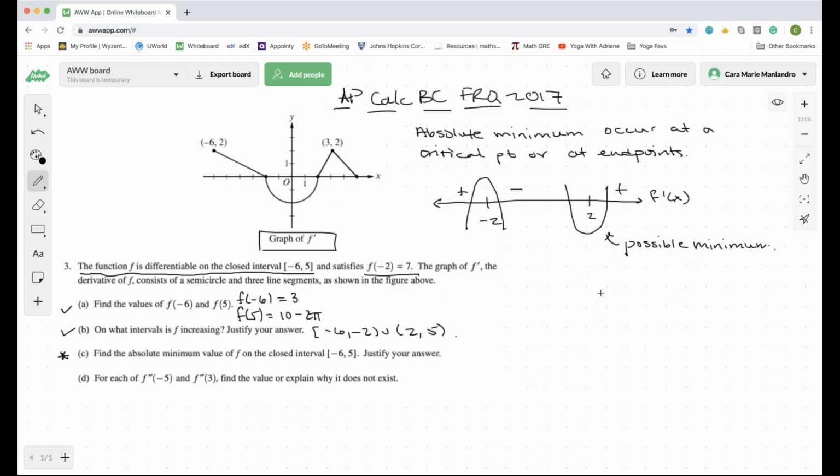Okay, so if I looked at a table here, I would have x, f of x. All right, so I check my endpoint. So -6, we happen to know that the value is 3. All right, and then we know that at -2, it is 7. That would be a max. And then 2 and 5. All right, so I have to check the 5. No, I have to check the 2. So here we figured out the 5 already. This is 10 minus 2 pi. And now we just have to figure out if this value is more or less than 10 minus 2 pi. So how do we go about doing that?